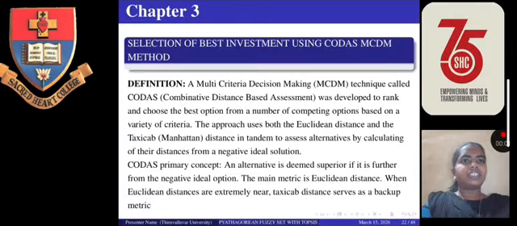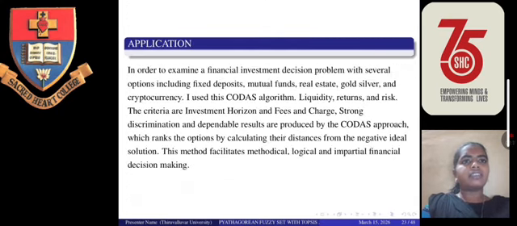The second application is selection of the best investment using the CODAS MCDM method. CODAS stands for Combinative Distance-based Assessment. Application. I chose 5 alternatives: fixed deposit, mutual funds, real estate, gold silver, and cryptocurrency. I chose 5 criteria: liquidity, returns, risk level, investment horizon, and fees charges.